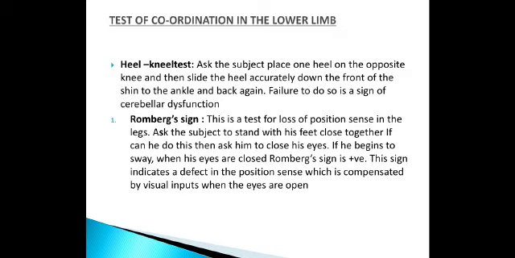So what is Romberg sign, which is an equilibratory test? This is a test for the loss of position sense in the legs. Ask the subject to stand with his feet close together. If he can do this, then ask him to close his eyes. If he begins to sway when his eyes are closed, then it is a positive Romberg sign. This sign indicates a defect in position sense, which is compensated by visual input when the eyes are open.